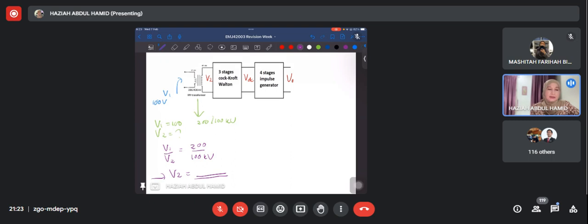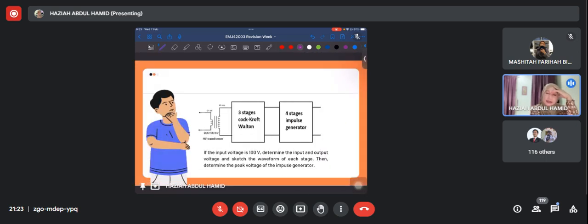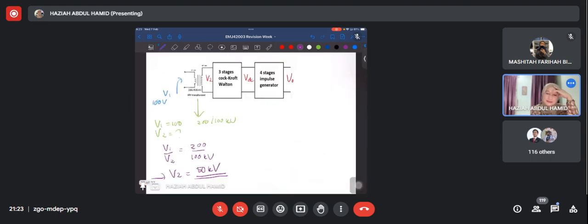Okay, itu first stage. Saya dapat first stage dekat AC side, input voltage is 100 volt and output voltage is 50 kV. Lagi satu dia minta kamu, soalan dia kata apa? And sketch the waveform of each stage. So concentrate dekat first stage dulu, dekat AC part tu dulu. Okay, dekat transformer, dekat sini.